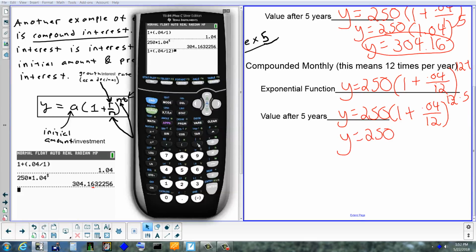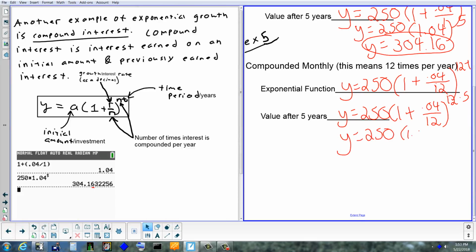Mr. Hager is going to do what's inside the parentheses on his calculator. There it is. We want to call that one, Mr. Hager, 1.0033. 1.0033. Yep, there it is. Let's simplify the exponent. What's it going to be? 12 times 5 is 60.